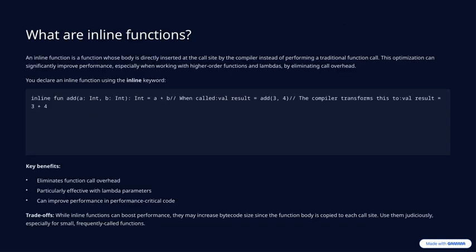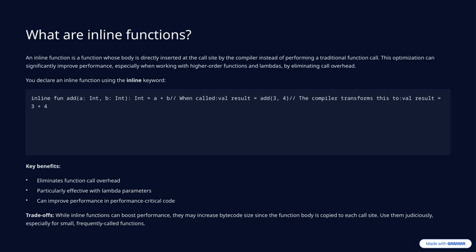So let's dive into what inline functions are. An inline function is a special kind of function where, instead of performing a traditional call, the compiler actually inserts the body of the function directly at the call site. This means there's no overhead from calling the function. The code just gets copied right where it's needed. This optimization can make your program run faster, especially when you're working with higher-order functions or lambdas, because it eliminates the extra call overhead. To declare an inline function, you simply use the inline keyword before the function definition.